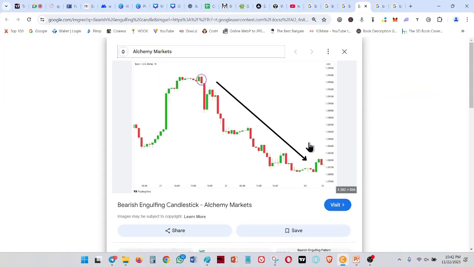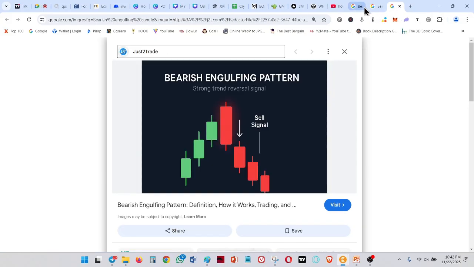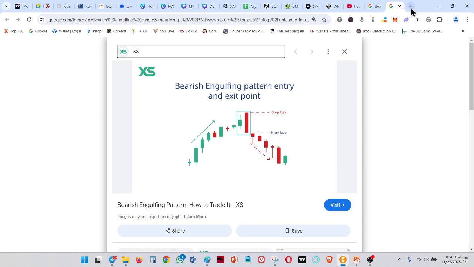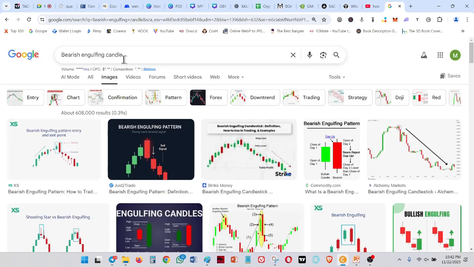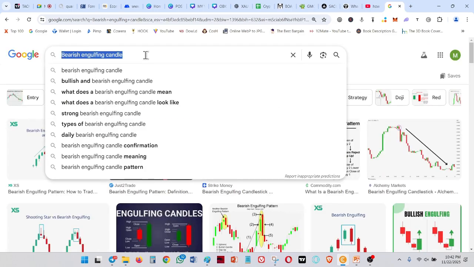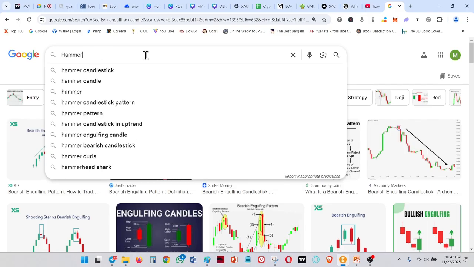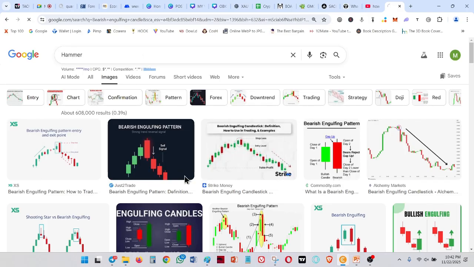Yeah. So now we have learned the engulfing candle. Let's go and learn another pattern again. Okay? Let's learn another pattern. The pattern we are going to be learning is called hammer. The hammer candlestick.